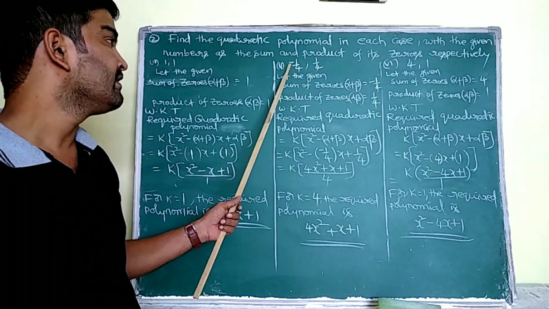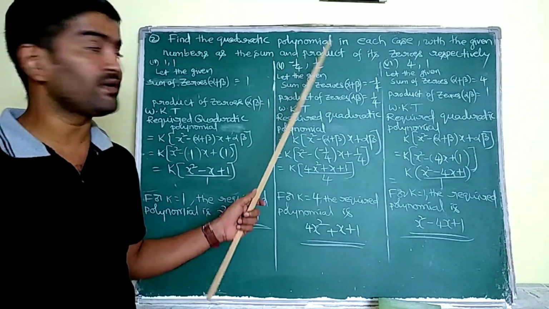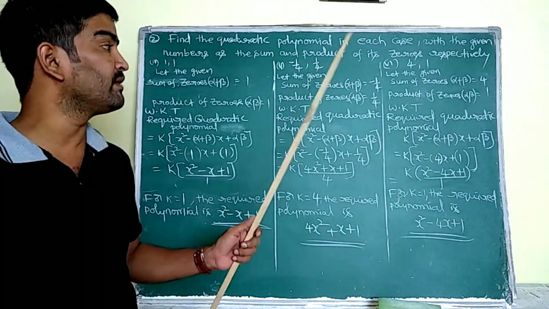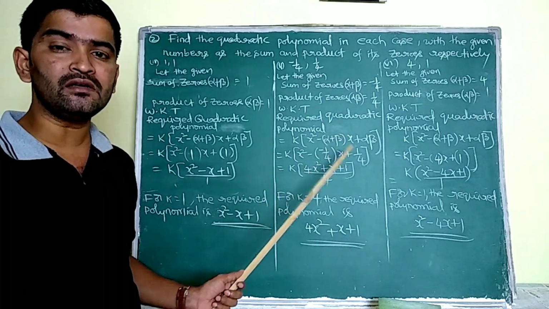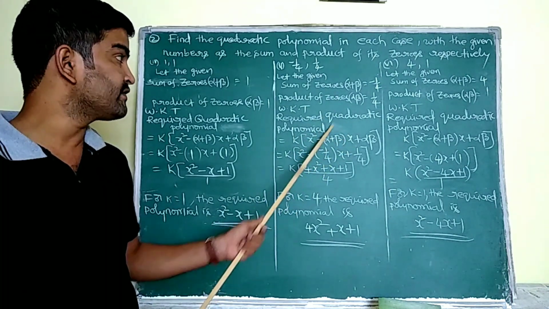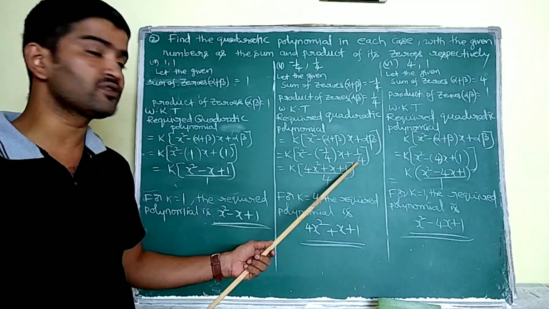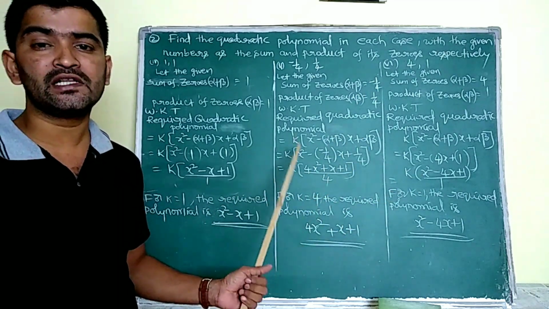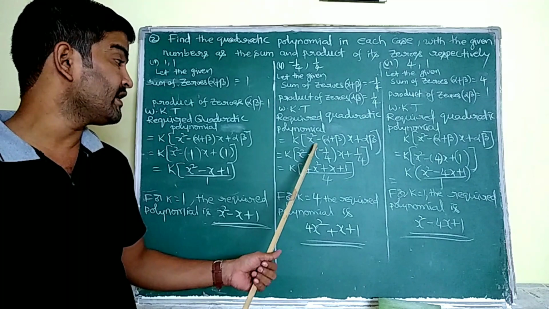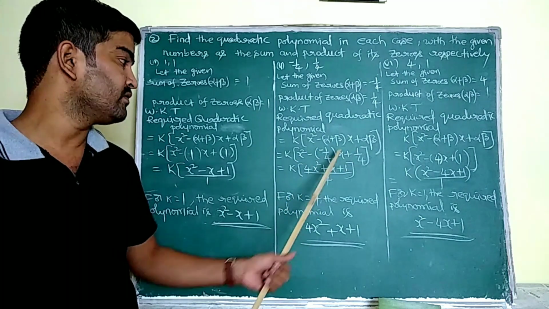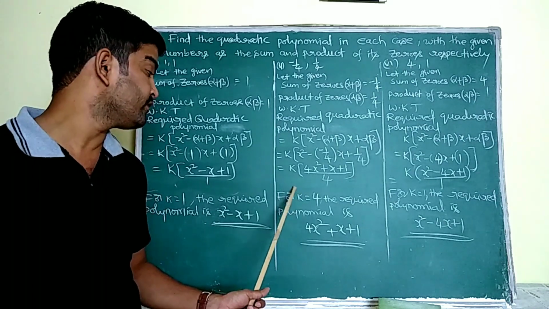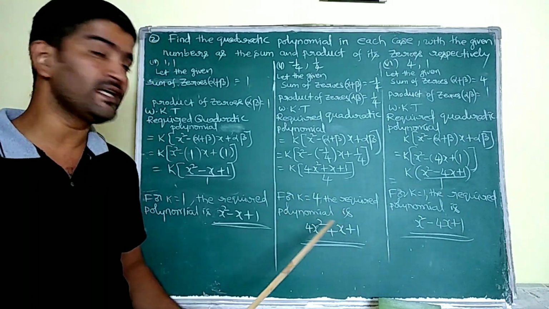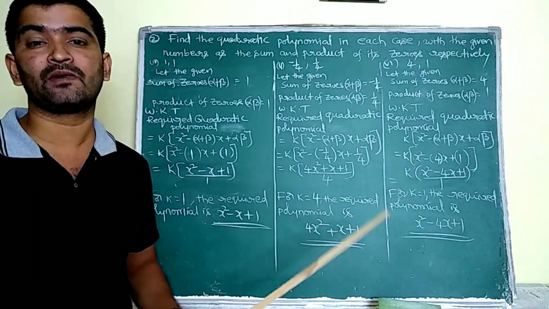Similarly, here he gave the sum of zeros as minus 1 by 4 and the product of zeros as 1 by 4. Then I substitute those in the required quadratic polynomial. Sum of zeros means minus 1 by 4, product of zeros means 1 by 4. Take out the LCM as 4. So 4x square plus x plus 1, by 4. Now the denominator is 4. So for k is equal to 4, the required quadratic polynomial is 4x square plus x plus 1.